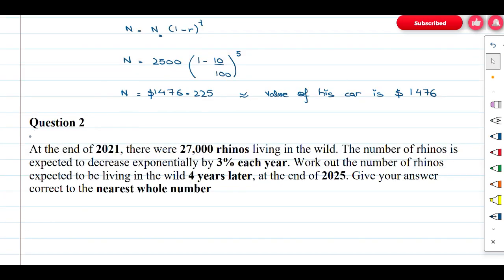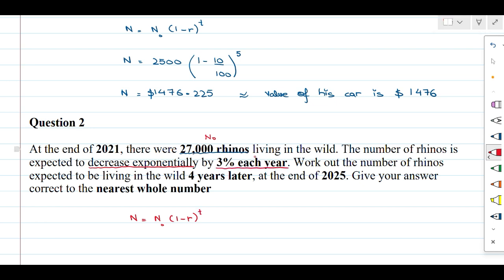All right, let's practice another question. At the end of 2021, there were 27,000 rhinos. This is the population of rhinos, the N naught value. Living in the wild, the number of rhinos is expected to decrease exponentially. What does this mean? Exponential decay. So its formula is N equals N naught times 1 minus r to the power t, by 3% each year. This is the r value.